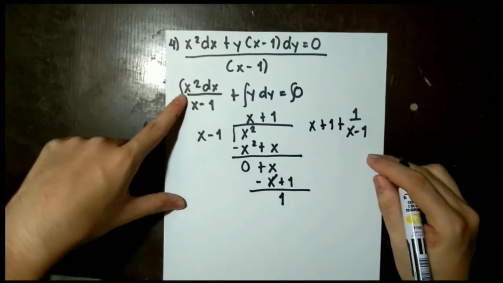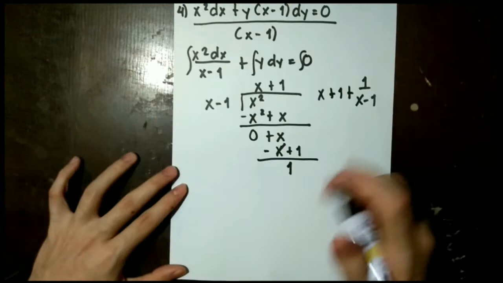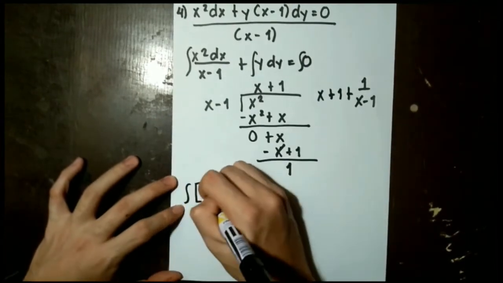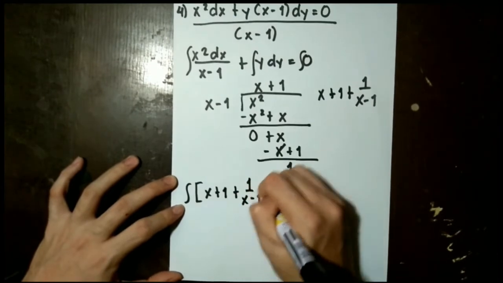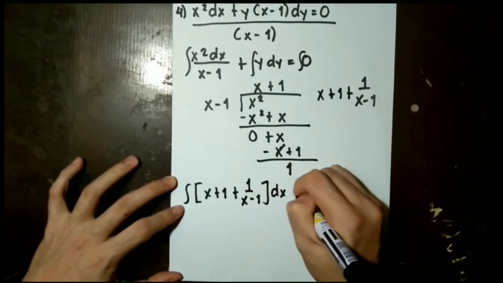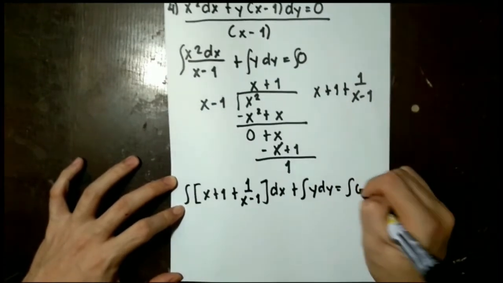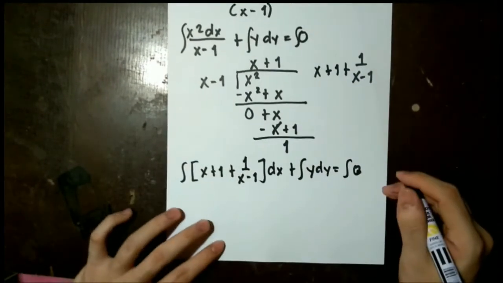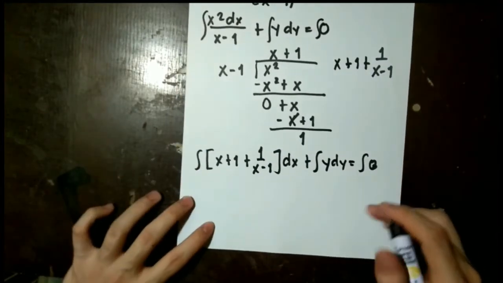Para dito sa part na to, pwede na natin siyang ilipat dito. So, integration ng x plus 1 plus 1 over x minus 1 dx plus integration ng y dy is equal to integration ng 0. So, next naman, integrate na natin siya.